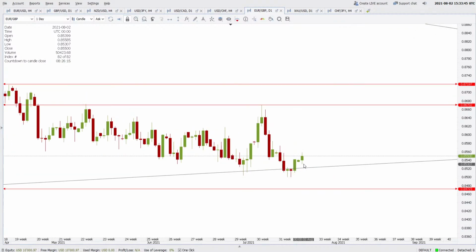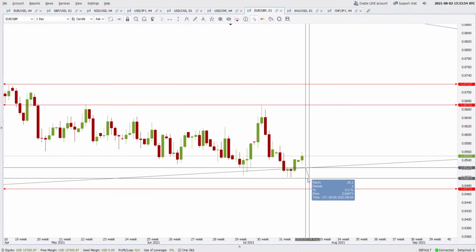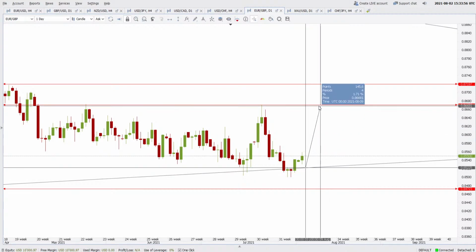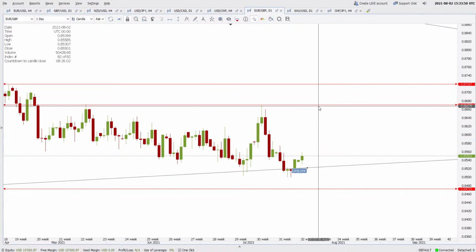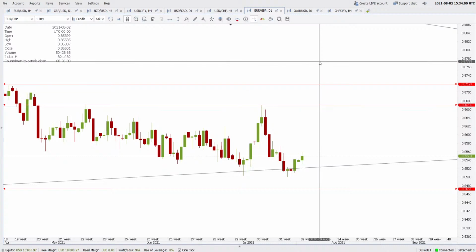But if for some reason the price starts falling from here and goes back to the 0.8523 region, that will be a good area for you to buy with a small stop loss of 25 points and a take profit target of 145. But that you will never get, I think. I should not say that you will never get.